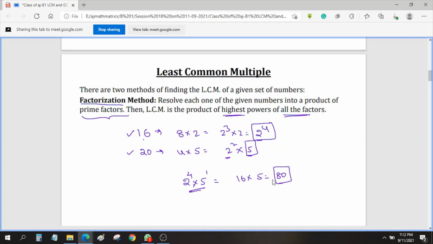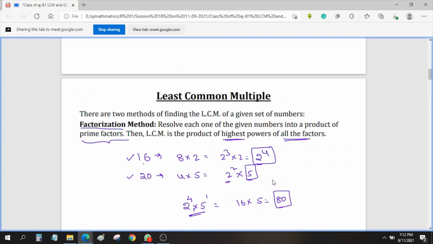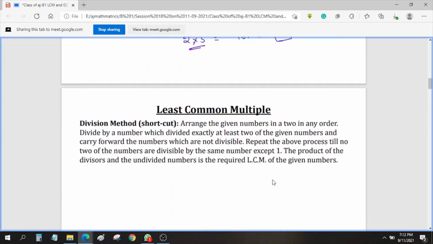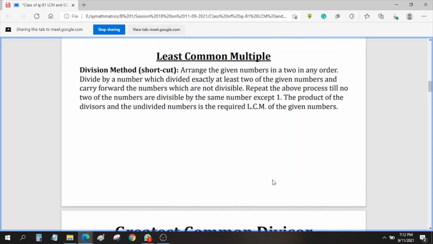Maybe you know about this or you may not, but you know one method, that is the division method. You know this because we learned it in our childhood. Arrange the given numbers in a row in any order, and divide by a number which divides exactly at least one of the given numbers. These terms may be complicated, but when you see the method you can easily understand. 16 and 20.